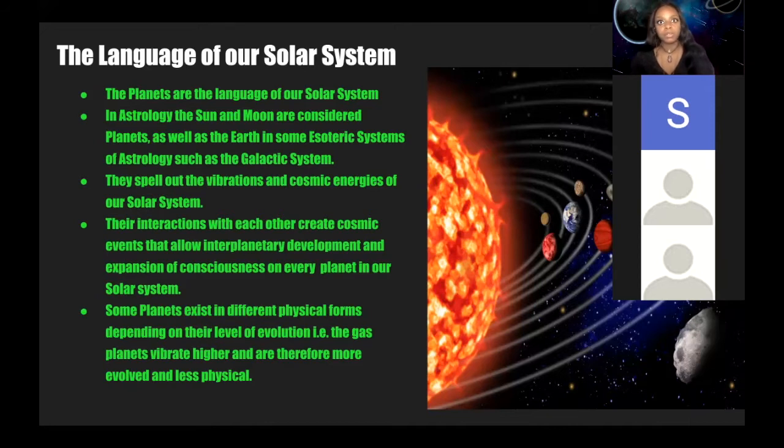Oftentimes we only think of Earth when we think of the advancement and the evolution of our species throughout the cosmic cycles. But we actually experience this on other planets as well. Some planets exist in different physical forms depending on their level of evolution. So, for example, the gas planets vibrate higher and are therefore more evolved and less physical. That's why they're made of gas, which is closer to an etheric form. However, as you move up in the dimensions, you will experience that they do have trees and things like that. It's just not visible to us because we're living in a lower density.